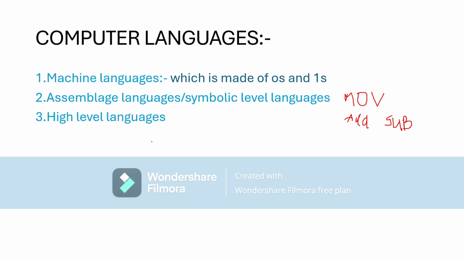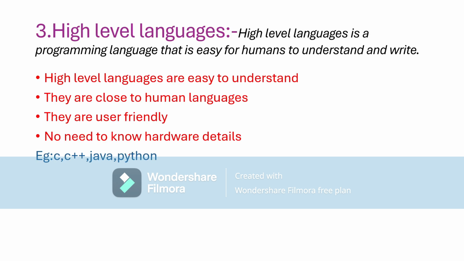It's very important. Okay, let's learn high level languages. What is high level languages? High level languages are easy for humans to read, write and understand. A high level language is a programming language that is easy for humans to understand and write. It is difficult for the computer, but easy for humans.